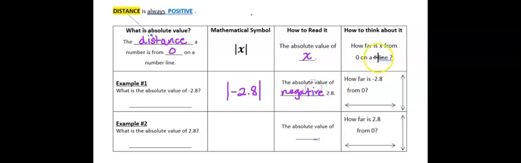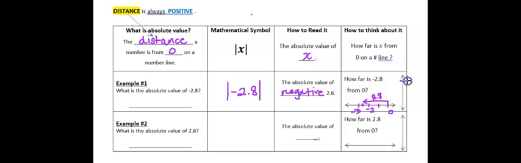And how you would think about that, we're simply wanting to know how far is negative 2.8 from 0 on a number line. So I'm plotting, you can see a number line, and I'm throwing negative 2.8 in. It's somewhere between negative 2 and negative 3, closer to negative 3. Just going to draw an arrow to it and label the distance as 2.8. I don't care that it's to the left of 0. Again, distance doesn't care about direction, and those negative and positive symbols are directional.